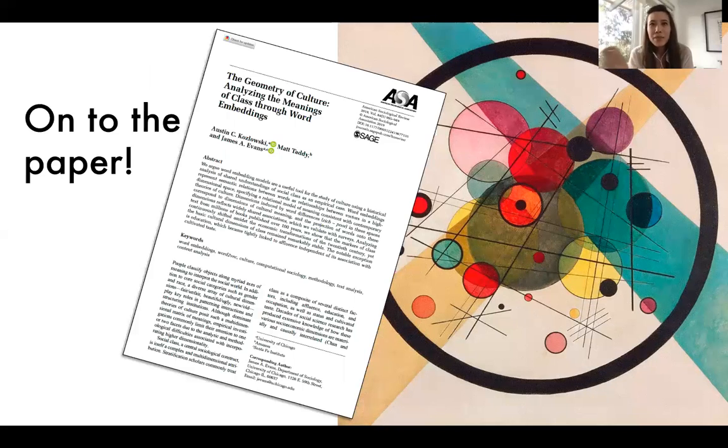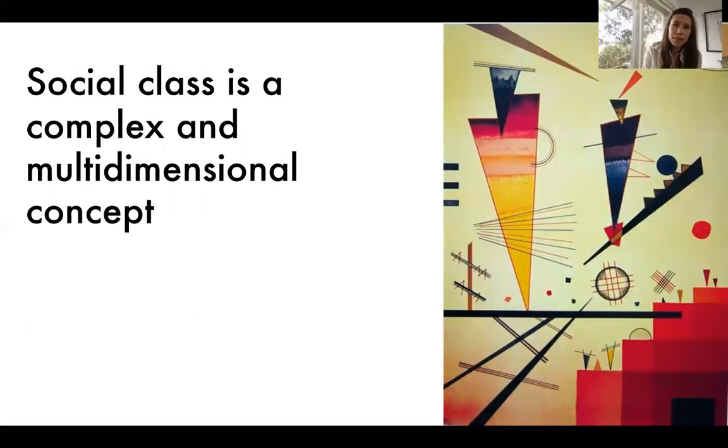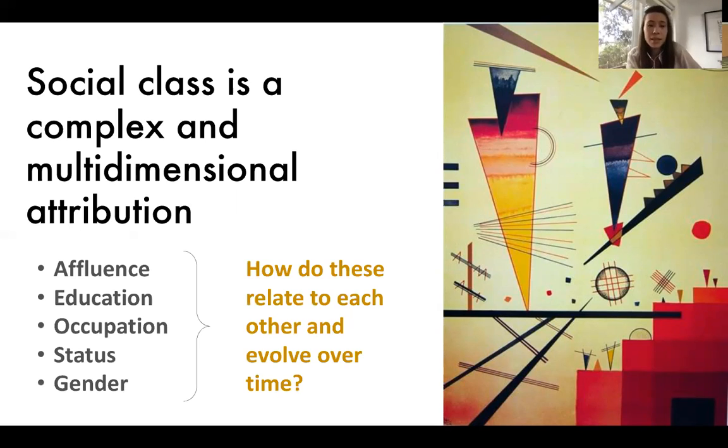Now that we've covered the basic bits of background, we can get on to discussing the paper, The Geometry of Culture: Analyzing the Meanings of Class Through Word Embeddings. The paper essentially argues that social class is a complex and multidimensional concept. When sociologists and so on describe what is meant by social class, they often make reference to a number of different things, such as affluence, education, occupation, status, gender, and so on.